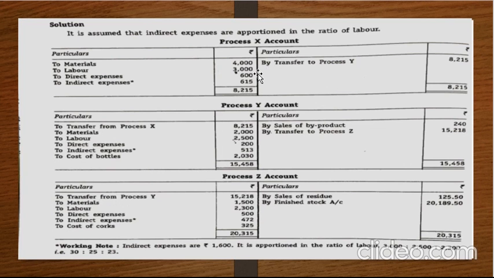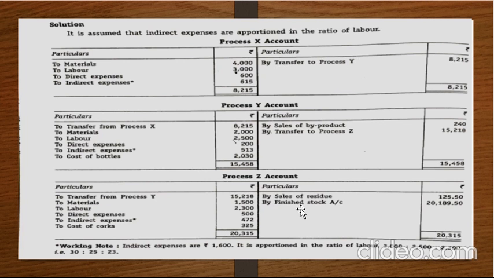8,215. So 4,000 plus 3,000 plus 600 plus 615 will give you 8,215. So this total will be recorded in your credit side, which is an output, and it becomes input for process Y. So by transfer to process Y's account, how much is the total? 8,215. So this output will be the input for process Y.